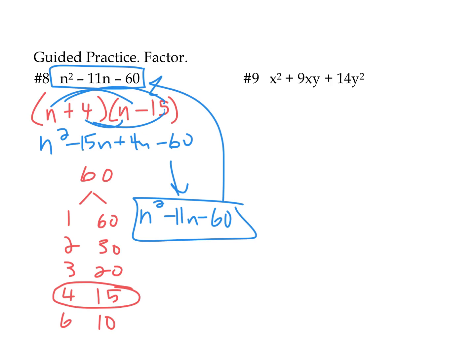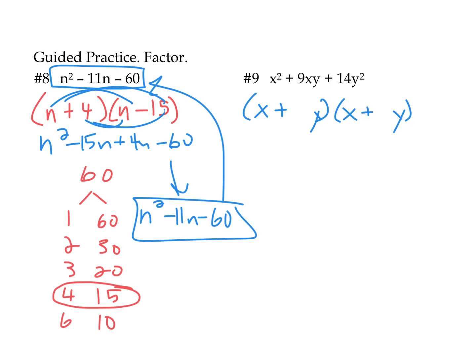And number 9 here, we're going to factor this x squared plus 9xy plus 14y squared. So again, we have two variables, that's fine. We're going to have an x, and we'll have a y on our second term, and we'll have an x, and we'll have a y. And it's plus 14, so they're going to be the same sign, and they're both going to be positive, because I'm going to add up to a positive 9.